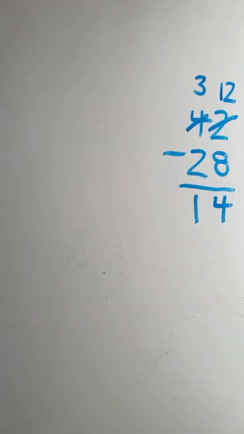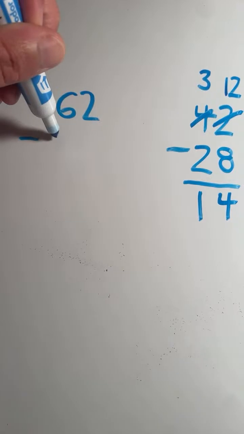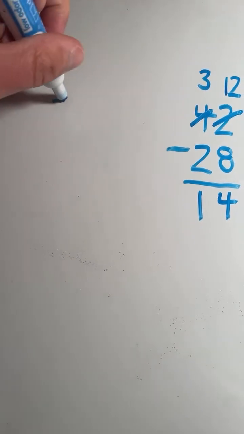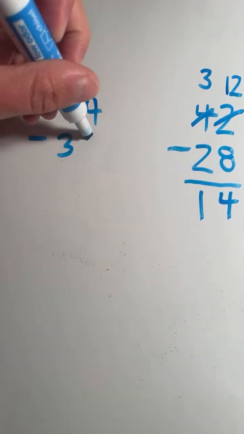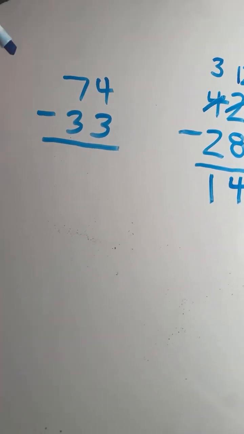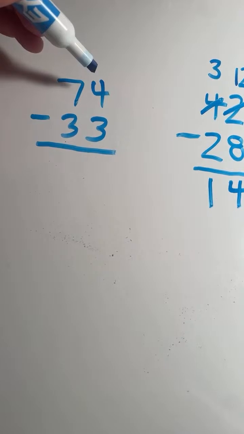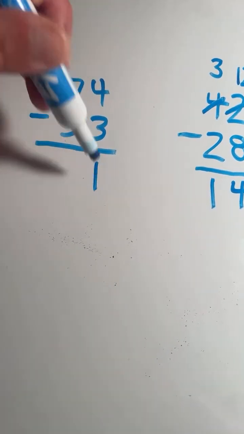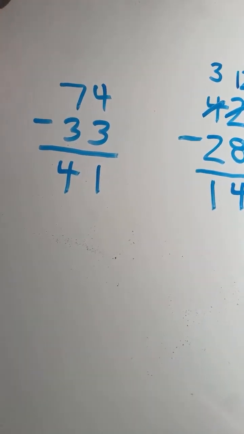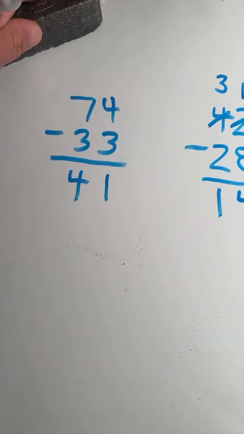All right, next example. 74 minus 33. So we're going to check if regrouping is needed. And in this problem, we do not need to regroup because the top digits are bigger for both numbers. So 4 minus 3 equals 1. 7 minus 3 equals 4. And we have our answer. 74 minus 33 equals 41. Problems are very fast and very simple if regrouping is not needed.